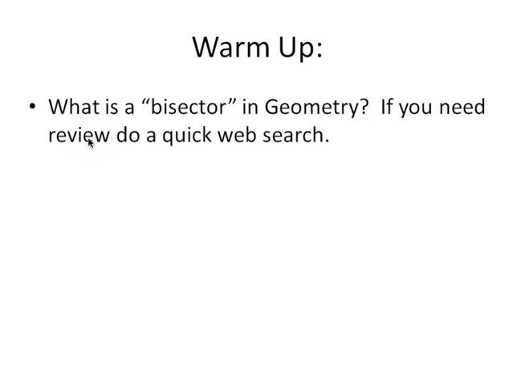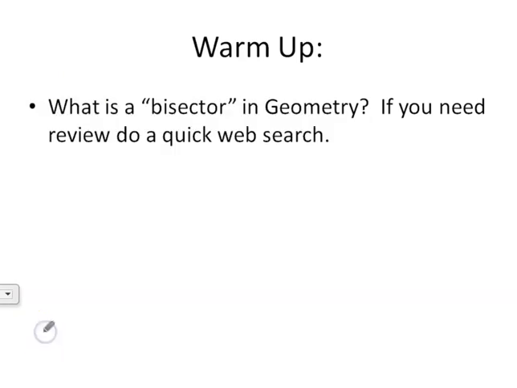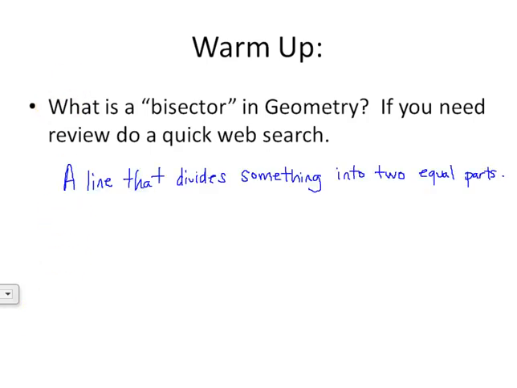So a bisector, let's go ahead and jot down what it means, is a line that divides something into two equal parts. Again, it's a line that divides something into two equal parts. But what do I mean with something? What could those somethings be? It might be a line that divides an angle. So we can have an angle bisector.